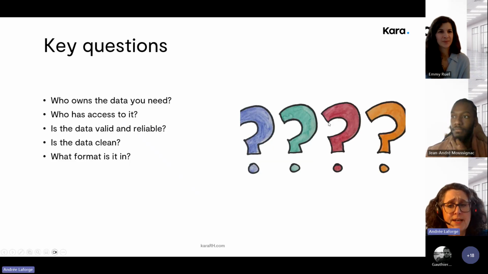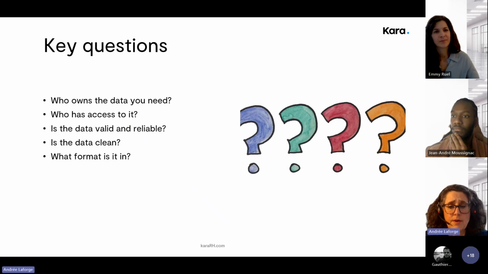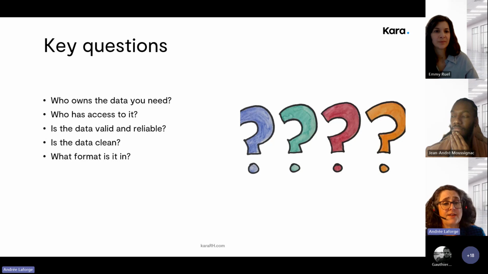Just to help you with the data, here are some key questions you should be asking. Who is the owner of the required data and who has access to it? For example, make sure that human resources has access to payroll data, because a lot of the data at the beginning will be coming from payroll. I've seen some organizations where HR didn't have access to payroll data, so it can raise significant challenges.